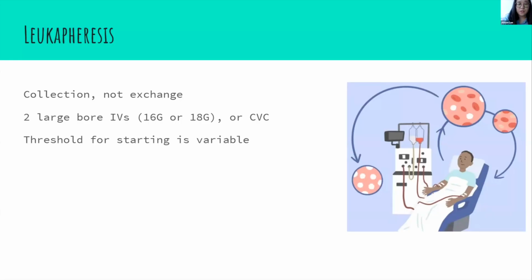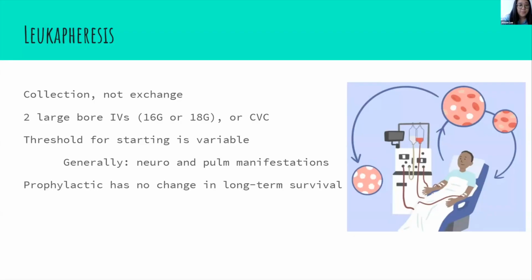The threshold for starting is variable based on WBC count, as we discussed previously with the different leukemias. But generally, you start when you have both neuro and pulm manifestations. I was trying to read whether, before you have the neuro and pulm manifestations, before your mortality reaches 90%, there is any use in getting these patients this procedure. They said prophylactic leukapheresis doesn't really affect long-term survival that much, but induction chemotherapy does. So that would be the thing to do if you have the abnormal lab values before the symptoms.